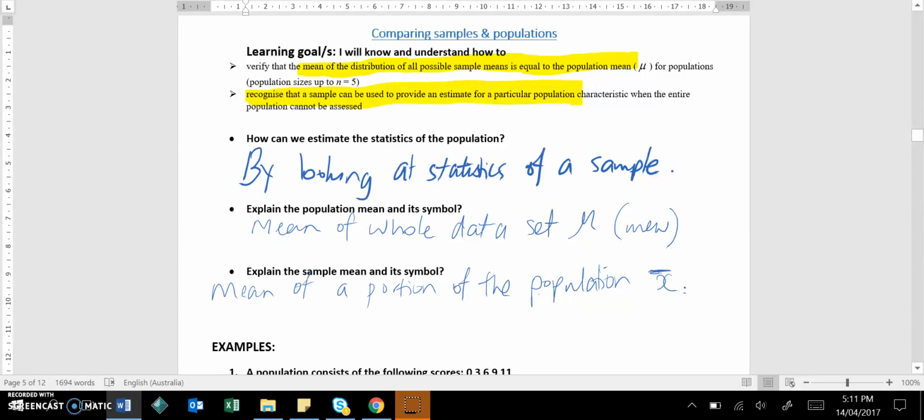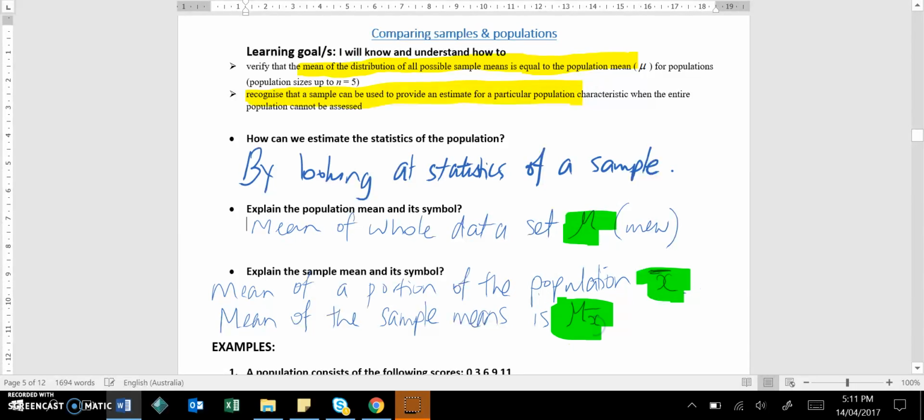And then you also need to know about how to work out the mean of the sample means. The mean of the sample means, we call that mu X bar. So there's a couple of different things you need to know: mu, which is the mean of the whole population, sample mean, which is X bar, and mean of the sample means is mu X bar. So that's some notation that you need to know there.